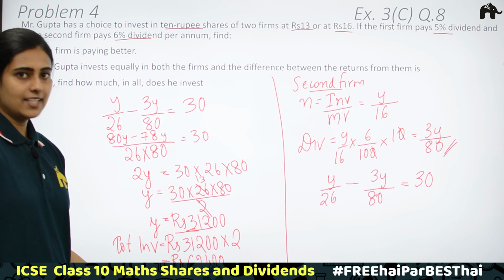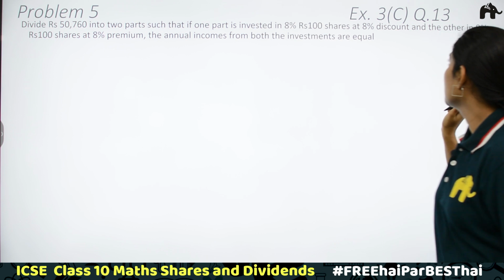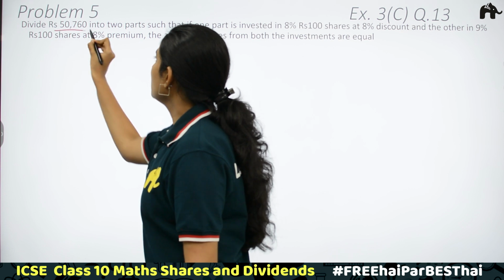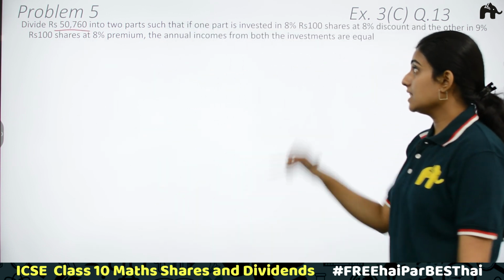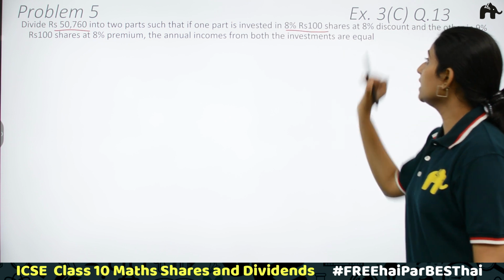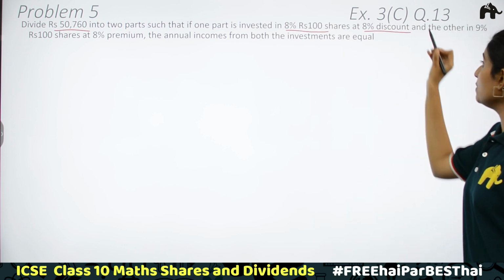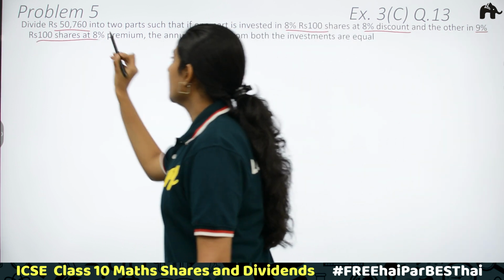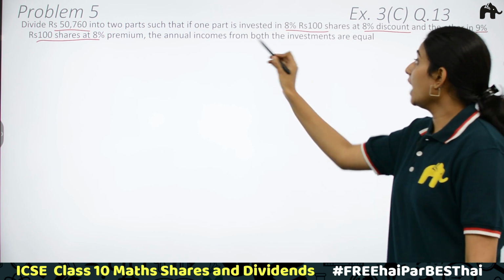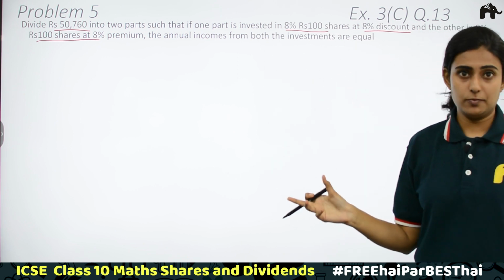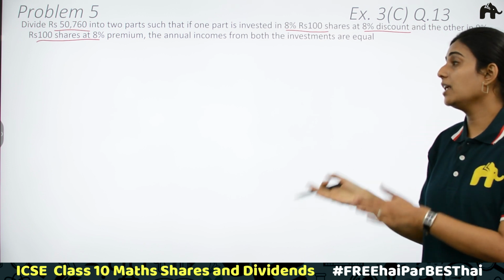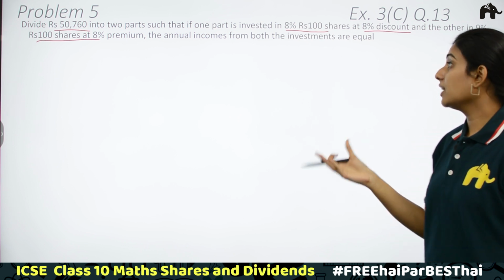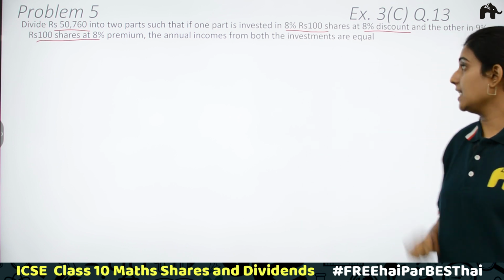Clear? Yes. Problem number 5. Question number 13 of exercise 3C. Divide rupees 50,760 into two parts such that if one part is invested in 8% rupees 100 shares at 8% discount and the other in 9% rupees 100 shares at 8% premium, the annual incomes from both the investments are equal. Okay, given annual incomes are equal in both the cases. Annual income can be found by getting the dividend. Okay, dividends are equal in both the cases.